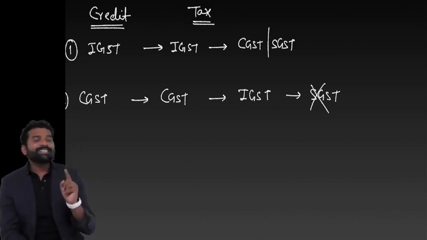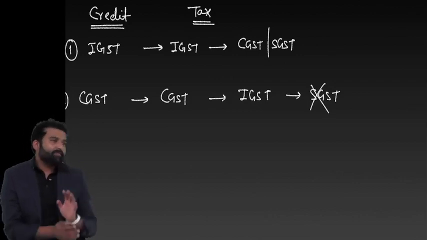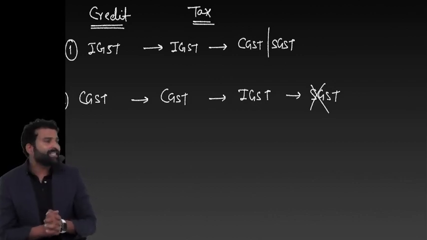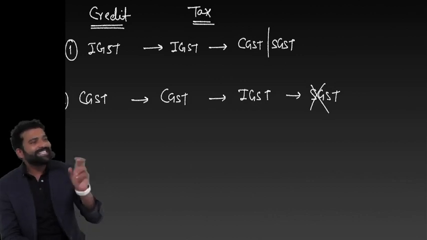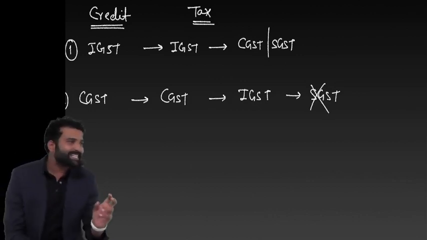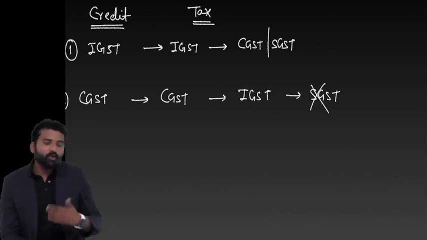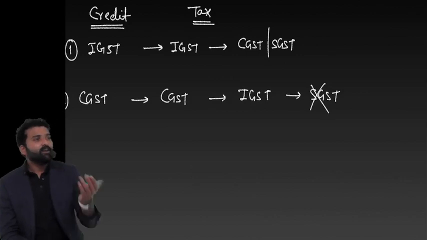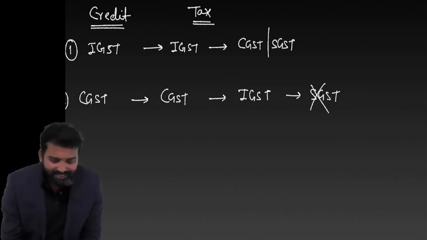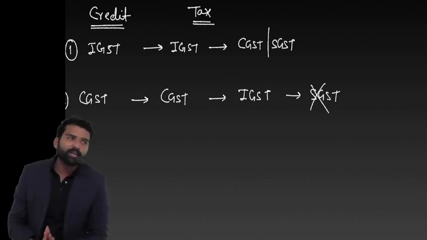Credit of CGST cannot be used with SGST. Vishal is asking, sir, does this also apply to UTGST? Actually, UTGST and SGST are similar. So whenever I am quoting SGST, always assume it as UTGST as well. For a union territory, it will be UTGST. For a state government, it will be SGST. So if I am talking about SGST, automatically I am talking about UTGST.